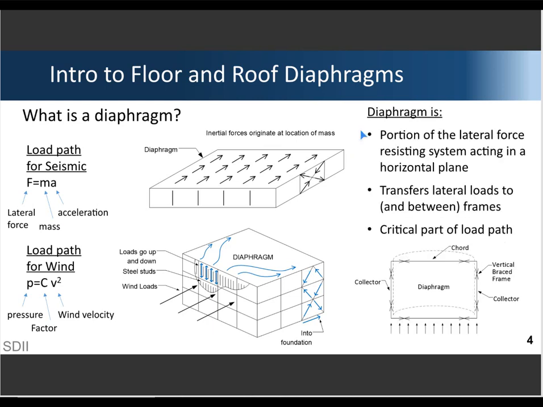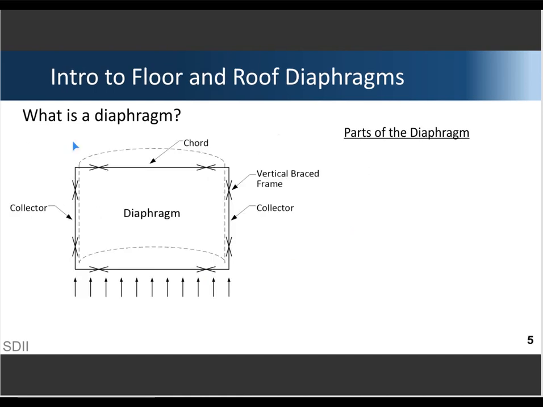So to summarize here, a diaphragm is a portion of the lateral force resisting system acting in a horizontal plane, with some exceptions to that horizontal plane part. The diaphragm transfers lateral loads to and between the frames, and it's a critical part of the lateral load path. In North America, we idealize diaphragms as a deep beam, consisting of, I'm going to break this into 4 parts.